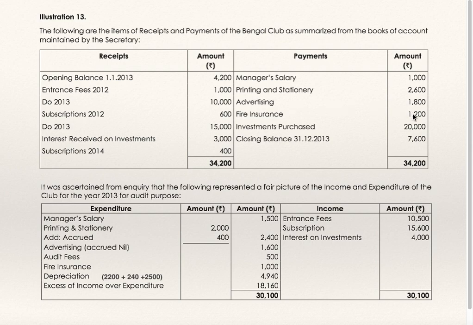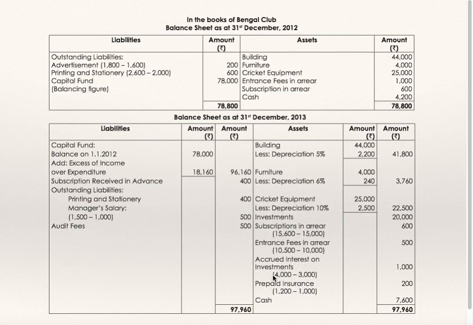Fire insurance 1,200. Fire insurance 1,000. Current year insurance is 1,000, but payment is 1,200. Normally insurance is paid in advance. So 200 you will find in closing balance sheet asset, prepaid insurance.